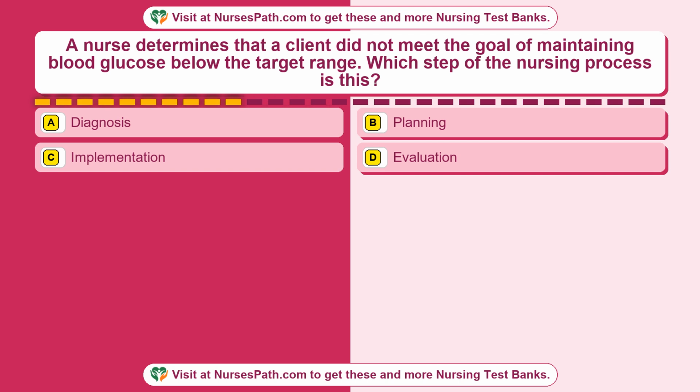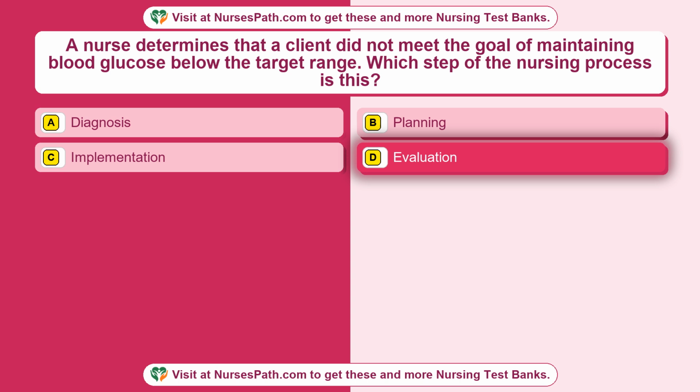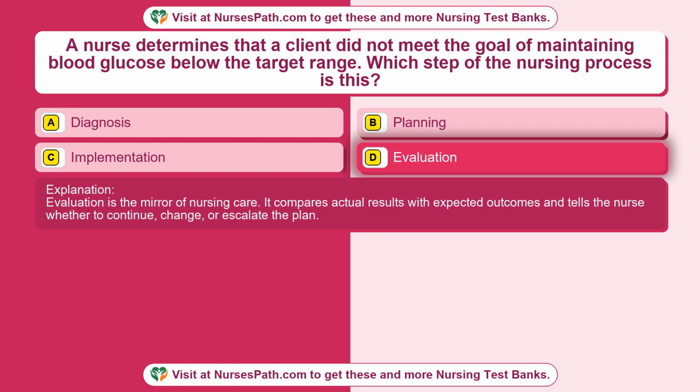Option A. Diagnosis. Option B. Planning. Option C. Implementation. Option D. Evaluation. The correct answer is option D. Evaluation. Evaluation is the mirror of nursing care. It compares actual results with expected outcomes and tells the nurse whether to continue, change, or escalate the plan.